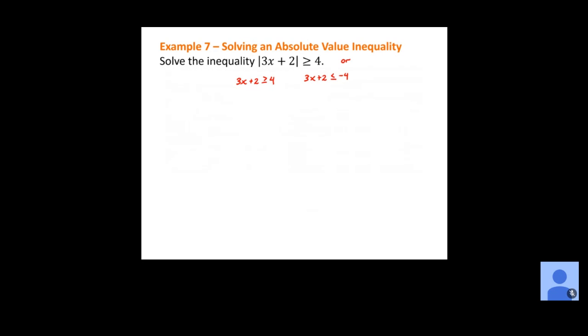Now we solve. Okay, so in the first one, we can just subtract 2 from both sides. That's going to give us 3x greater than or equal to 2. And now to get the x by itself, we're going to divide by 3. So we get x is greater than or equal to 2/3. And then the other one, we can subtract 2 there. That gives us 3x less than or equal to -6. And now if we divide both sides by 3, we're going to get x is less than or equal to -2. Notice I did not flip the sign because I divided by a +3. Okay, so it's only when we actually divide by a negative that we need to flip that sign.